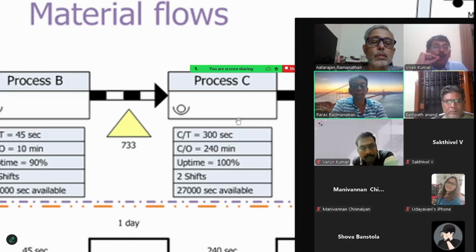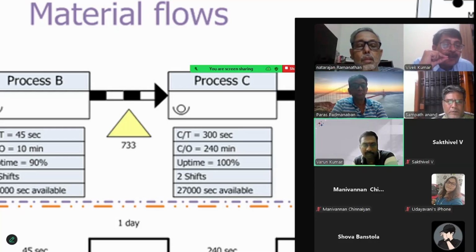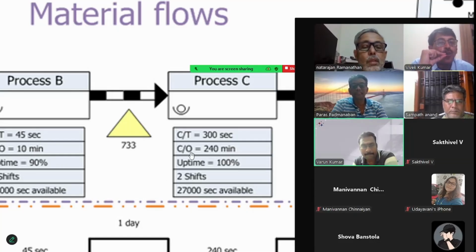What is the cycle time for process C? 300 seconds. That means process C throws out a piece every 300 seconds, so one single piece spends 300 seconds on this process. Also, can you see that the average changeover time for this machine is 4 hours.